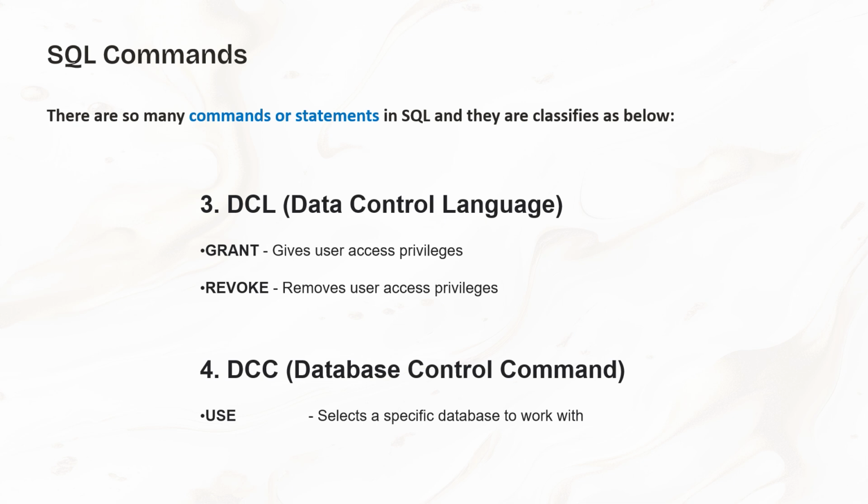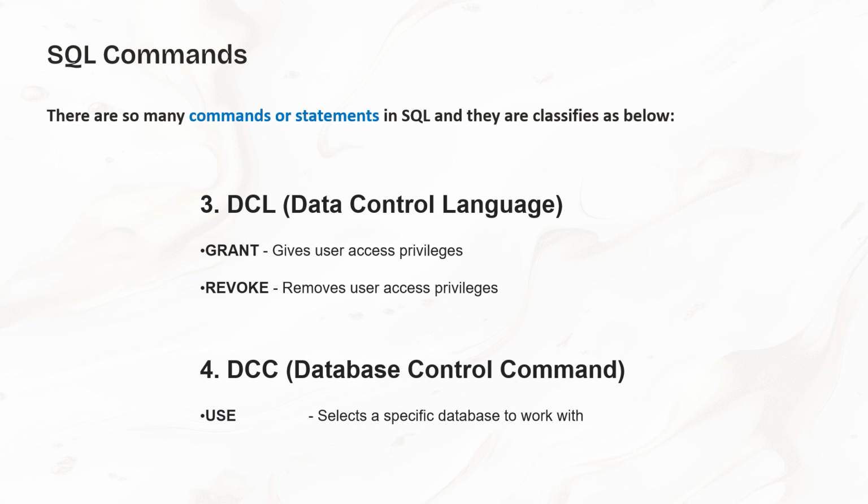So these kinds of giving access or revoking the access. When I say revoking the access, you are trying to remove the access from certain people. This kind of access control is possible in SQL, and those commands are grant and revoke. These two commands together are categorized as data control language. So DCL commands are grant, which gives users access privileges, whereas revoke removes user access privileges.